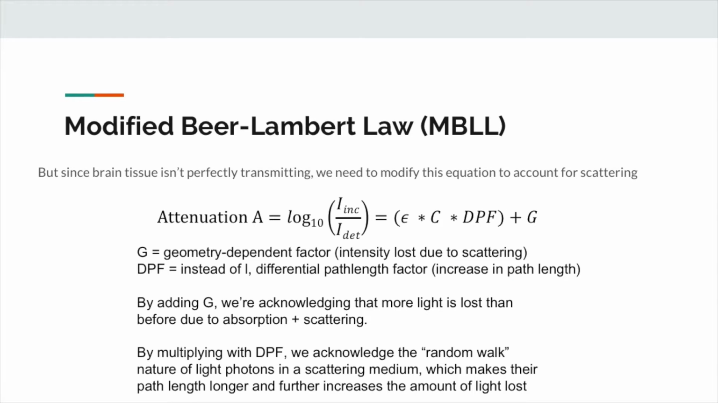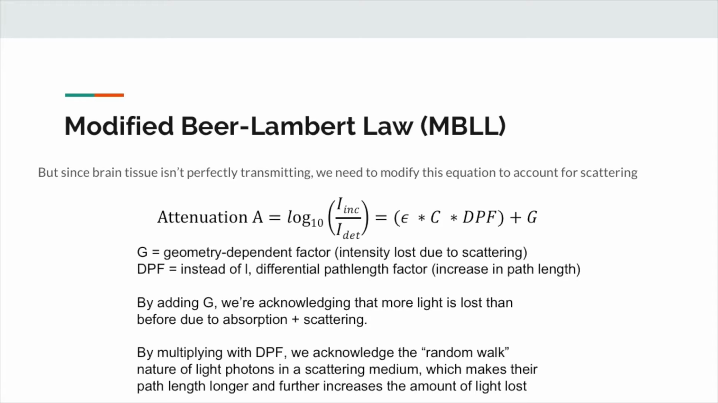But since brain tissue isn't perfectly transmitting, we have to modify this equation to account for the scattering going on. So instead you're calculating what's called the attenuation, and that is the same equation except instead of just the normal straight shortest path length L, you're now multiplying the equation by something called the differential path length factor. And that just accounts for the fact that when light particles are scattering about, their path length is going to get longer, right, from this sort of random walk path that it's taking through the medium instead of traveling just straight through.